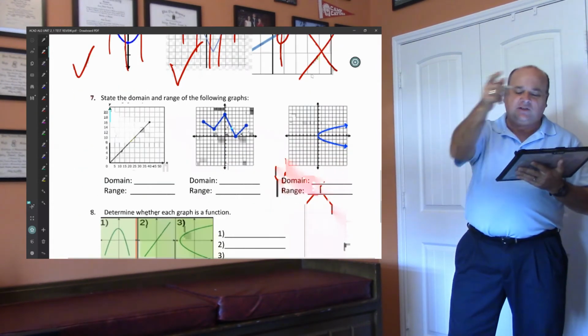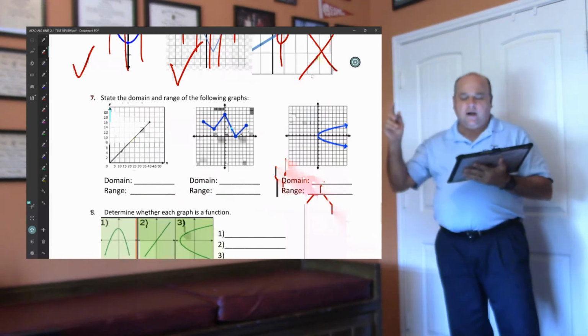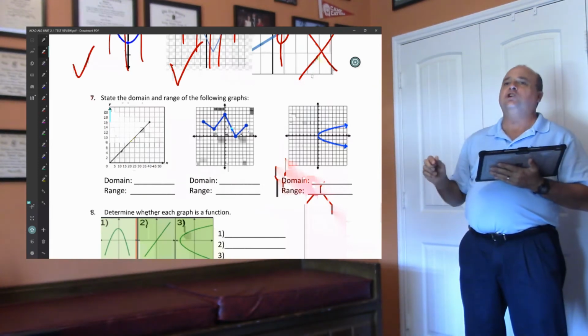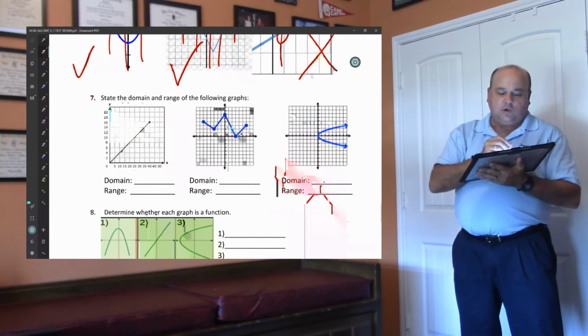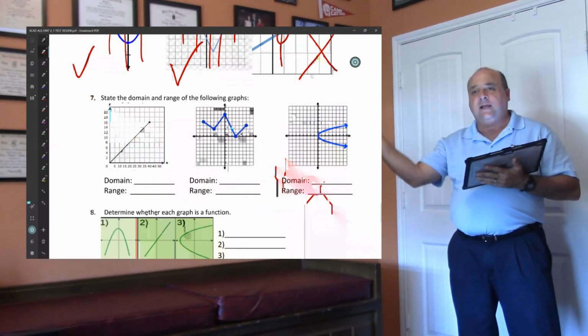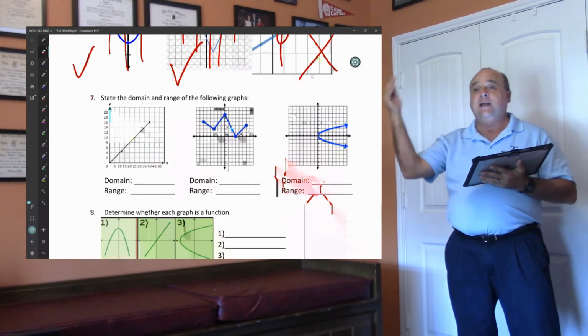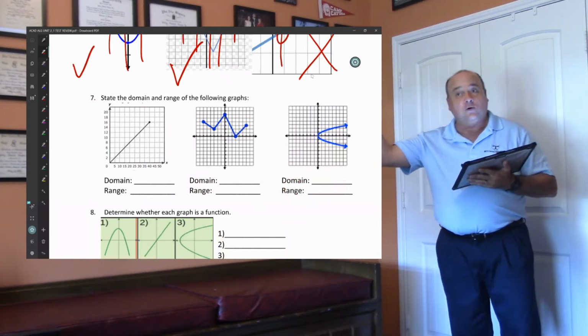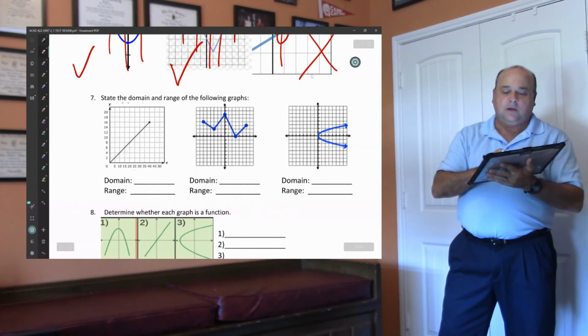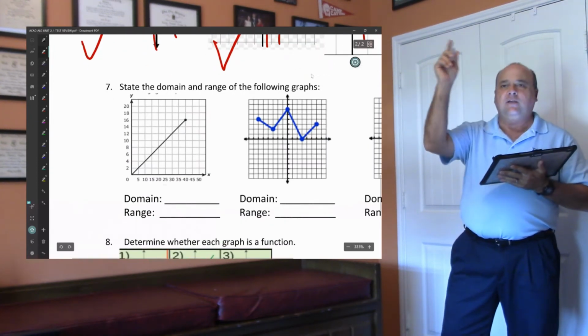Let's go to number 7. On this one right here, we're going to state the domain and the range. Okay. So number 8, remember, we're going to put 2 dots on the x-axis, 2 dots on the y-axis, and use inequalities. If there's an arrow tip, we might have infinity or just one inequality. So I'm going to zoom into number 7, and we're going to get the domain first.